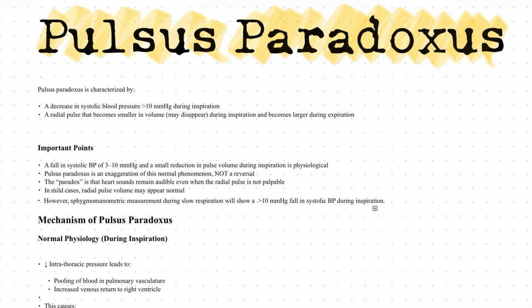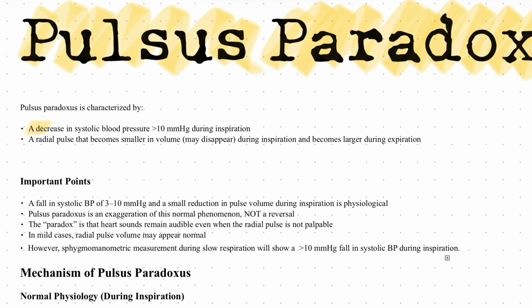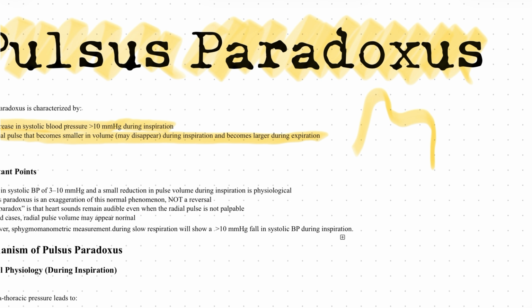Pulsus paradoxus is characterized by a decrease in systolic blood pressure of more than 10 mmHg during inspiration. So, a radial pulse that becomes smaller in volume, and may disappear, during inspiration and becomes larger during expiration. Just remember, there is a graph which shows normal, and during inspiration there may be a small graph, and the compensation will be shown in the next graph. That's the actual meaning of Pulsus paradoxus. The name is a misconception. That's it.